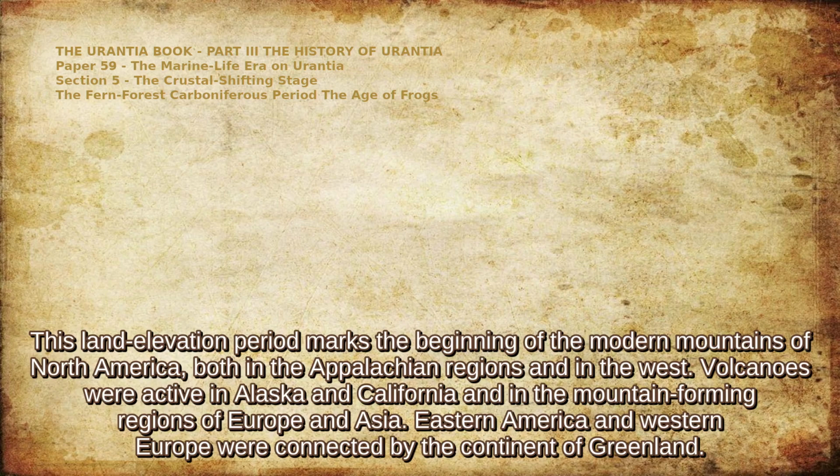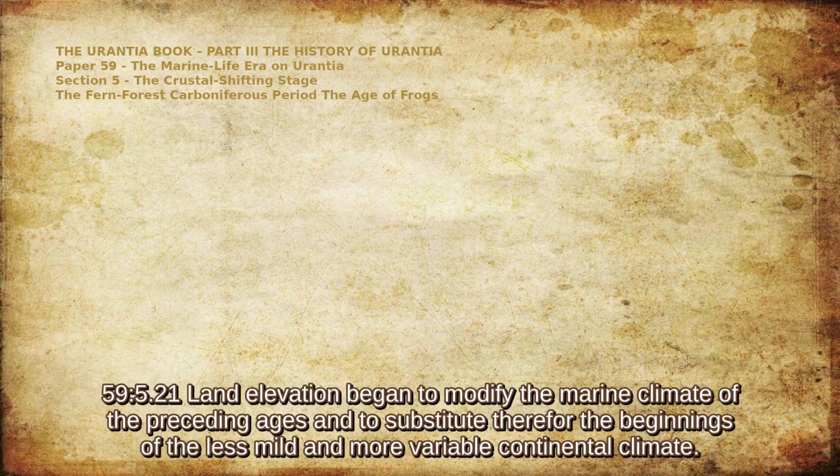This land elevation period marks the beginning of the modern mountains of North America, both in the Appalachian regions and in the West. Volcanoes were active in Alaska and California, and in the mountain-forming regions of Europe and Asia. Eastern America and Western Europe were connected by the continent of Greenland. Land elevation began to modify the marine climate of the preceding ages, and to substitute therefore the beginnings of the less mild and more variable continental climate.